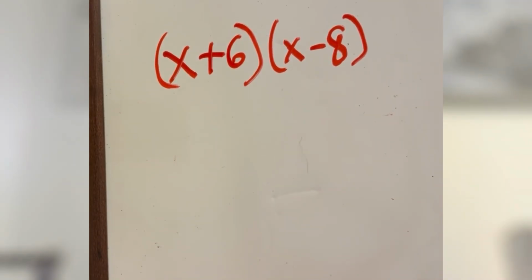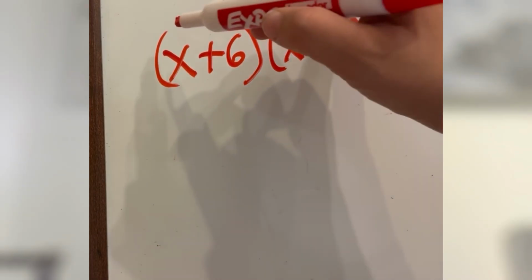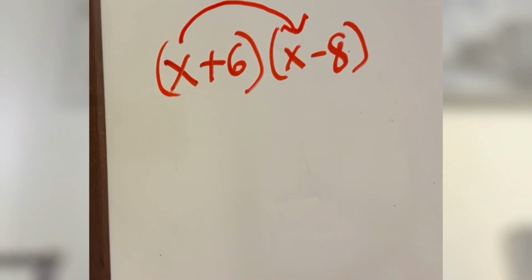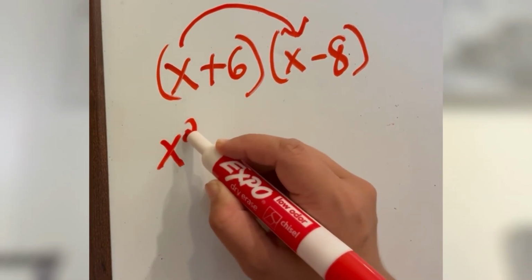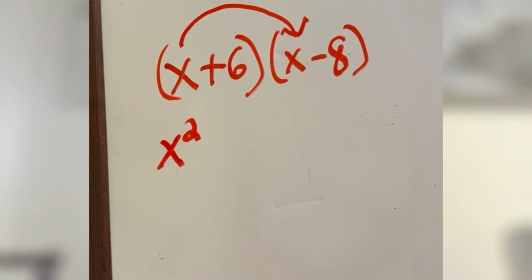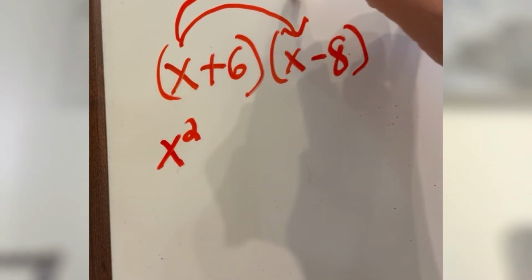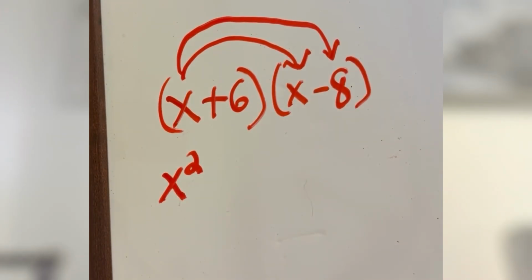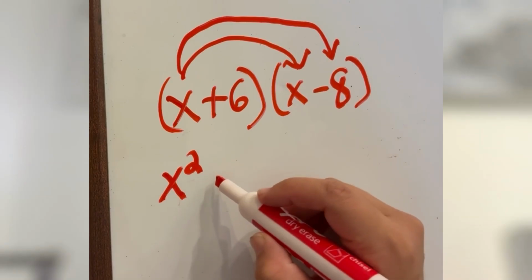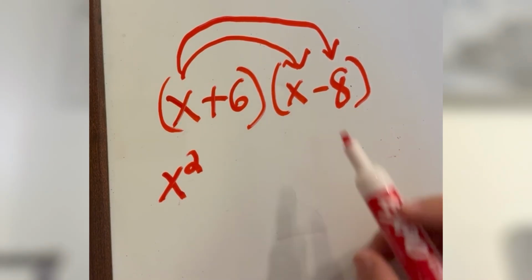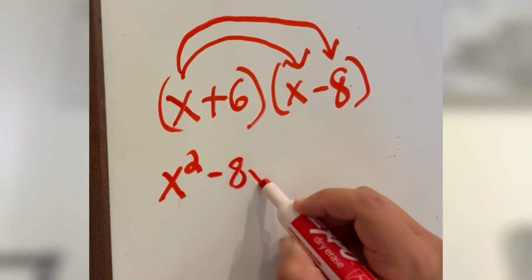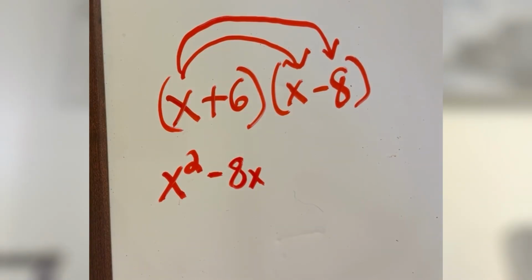So the first thing that we're going to do is multiply our first terms. In this case, we're going to have x times x, which is going to be x squared. So we're going to write that down. Next, we're going to do x times negative 8. So we're going to carry along the sign as well. That minus is very important in this case. So if we have x times negative 8, that will be negative 8x. So we're going to write that down.